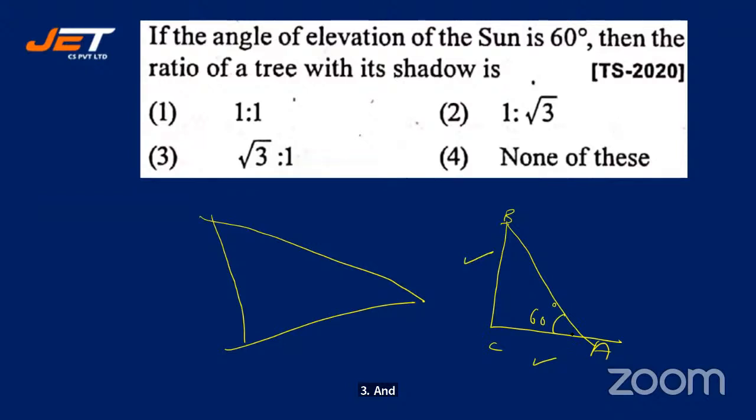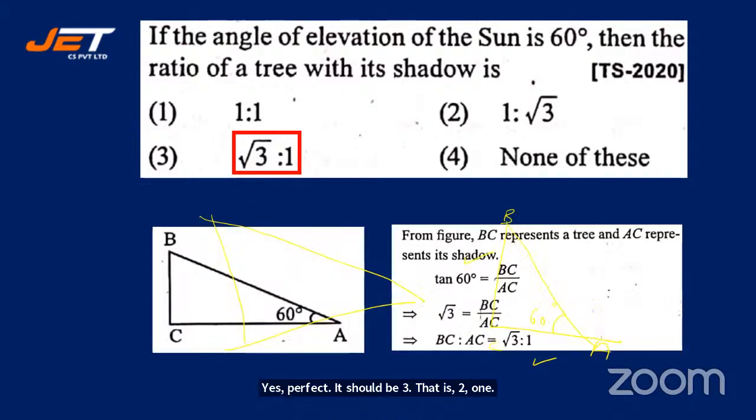All right. So with this, you would have by now got the answer. Let's see how many. It is 3 or 4. Many says option 3. Yes, very good. Let's see the answer. Yes, it should be 3. That is root 3 is to 1.